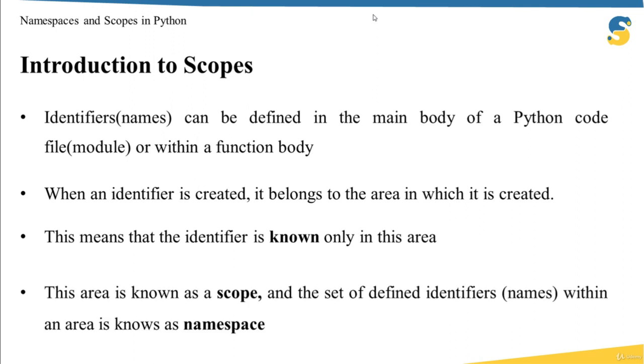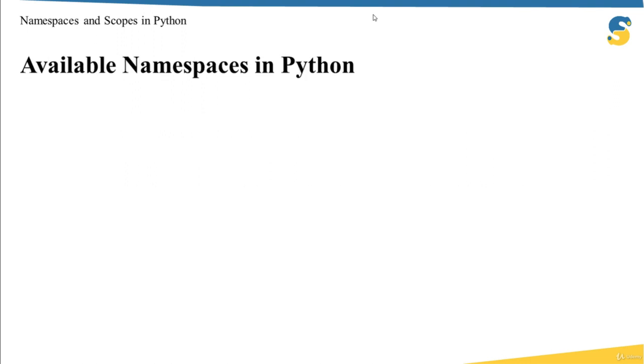In Python, this area is known as a scope, and all the names which are defined within this area are known as a namespace. In other words, a namespace is the set of names that can be used within a scope without getting an unknown name error. Now let's see the available namespaces in Python.